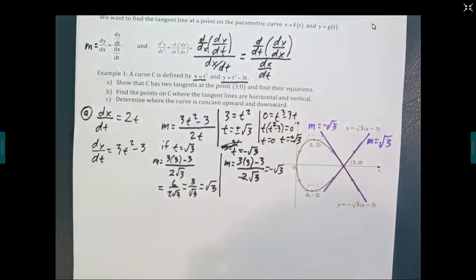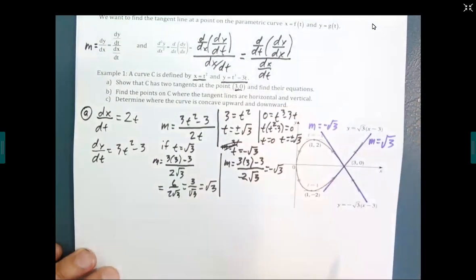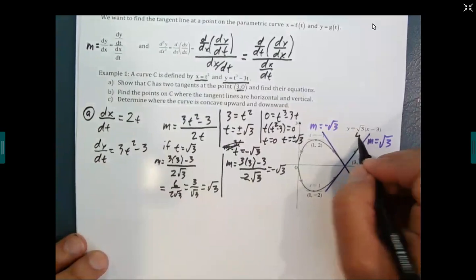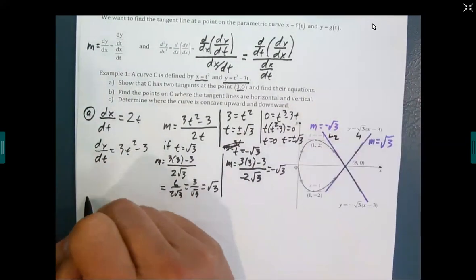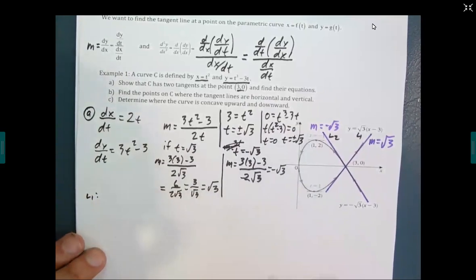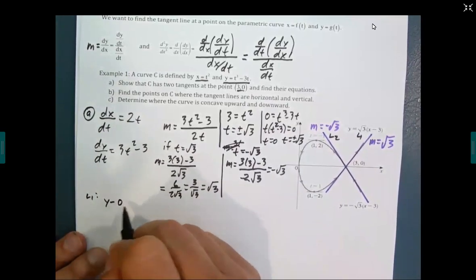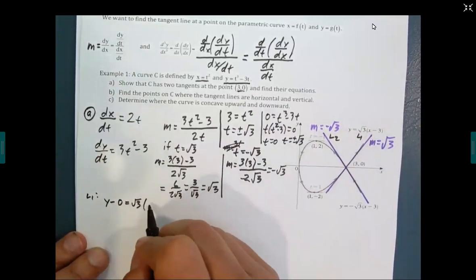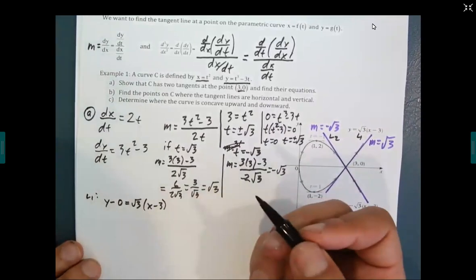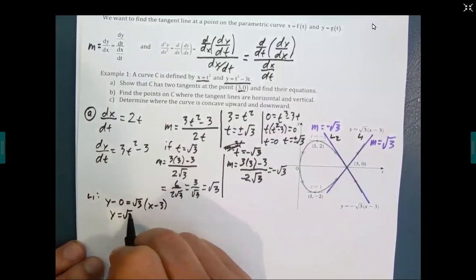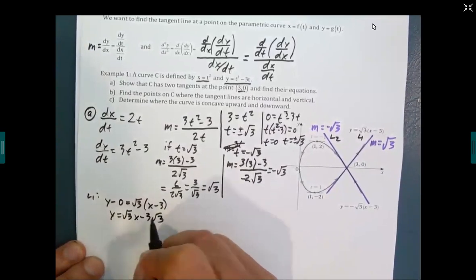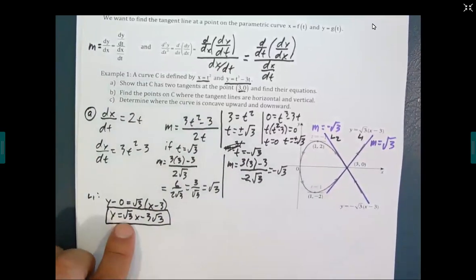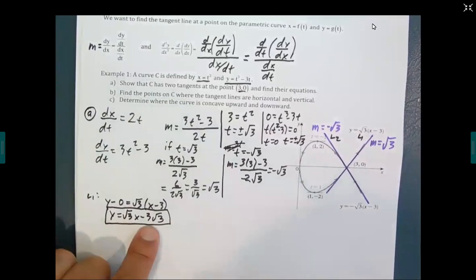So we have 2 lines, and now we need to find the equations of these lines at this point here. So the first one, we'll call this one L1, we'll call this one L2. So L1 is going to be y minus 0 equals root 3, so that's the positive radical there, times x minus 3. This gives us y equals root 3x minus 3 root 3. So this is our first equation of a line with a slope, root 3, and a y-intercept of negative 3 root 3.